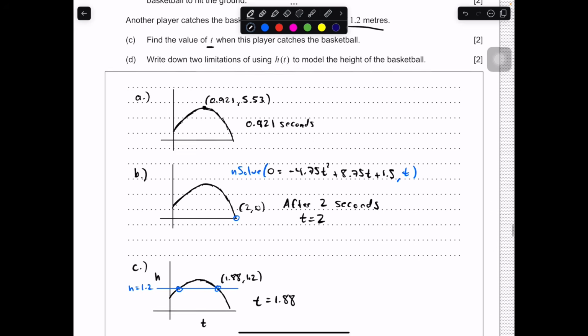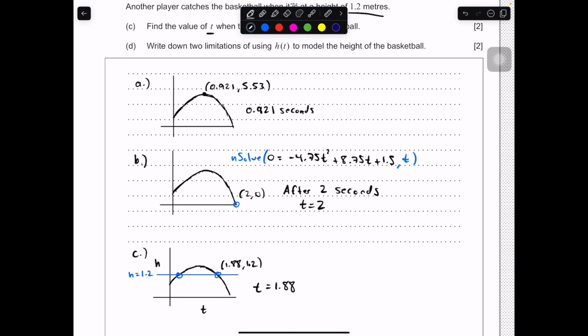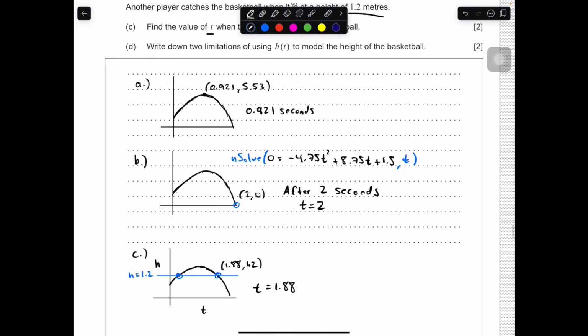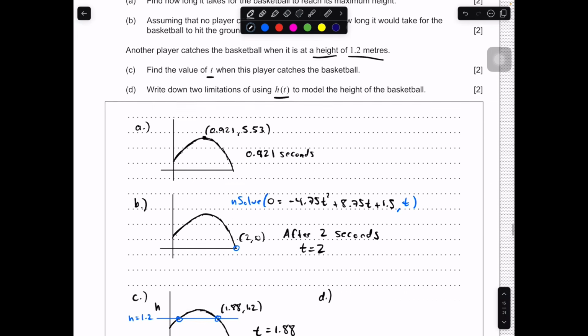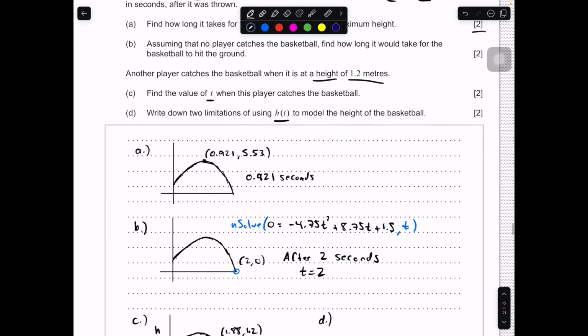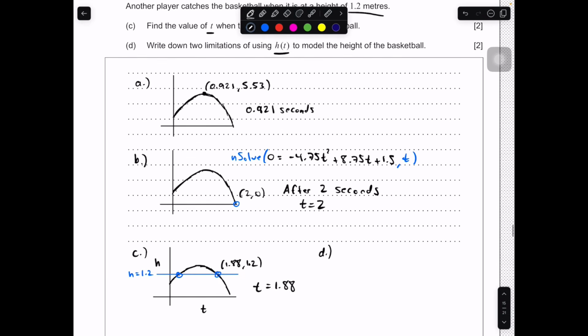Okay. Part D, write down two limitations of using h of t to model the height of the basketball. So remember, h of t is actually just what we're calling this function. So what are some limitations of using this function right here to model the height of the basketball through time? So what are two limitations? Real world question, potentially, it ignores air resistance. It ignores air resistance.